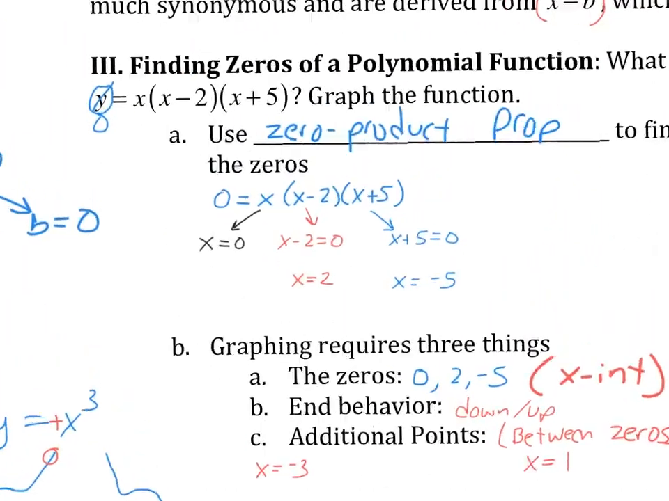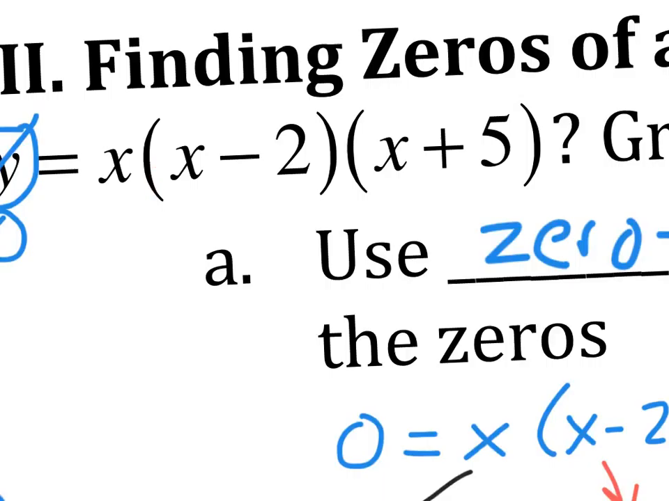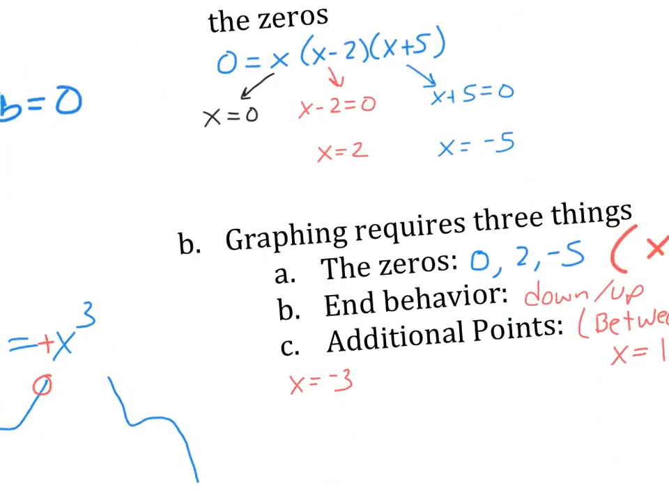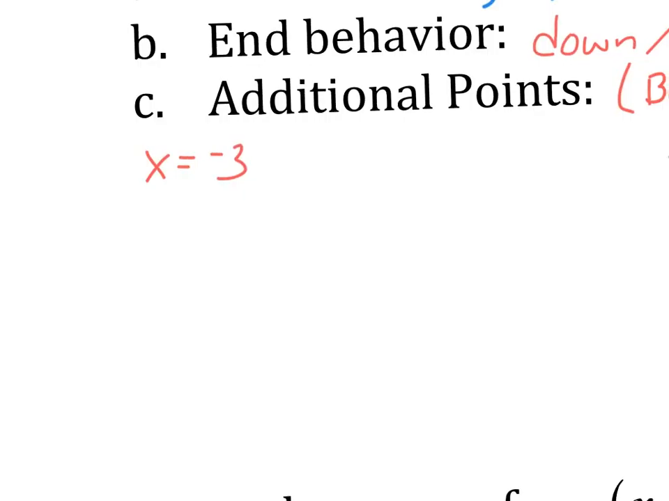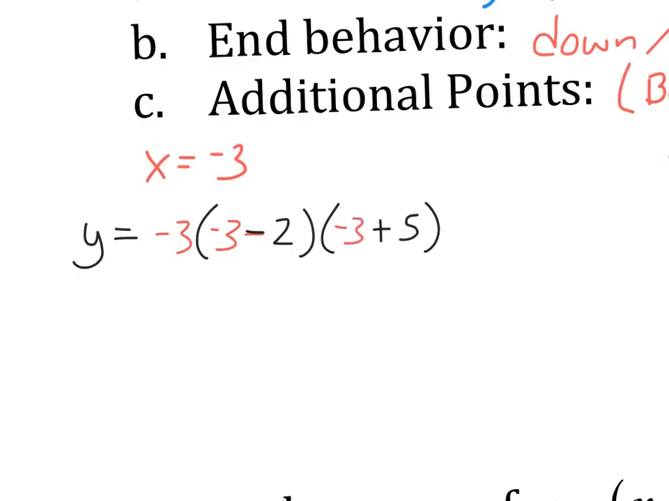Let me get back to my original function. I have to put a -3 here, here, and here. By the way, you could have chosen other points. You could have chosen a -2. You could have chosen a -1. I just chose -3 because it's almost spot on in the middle. Okay, so let me see here. Substituting a -3 in. Y equals -3 times -3 minus 2 and negative 3 plus 5.